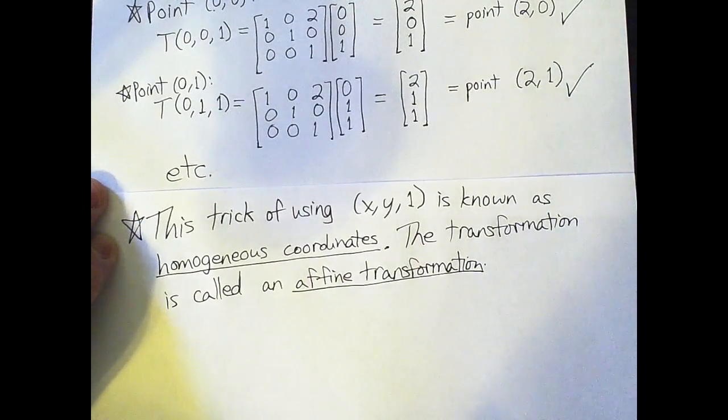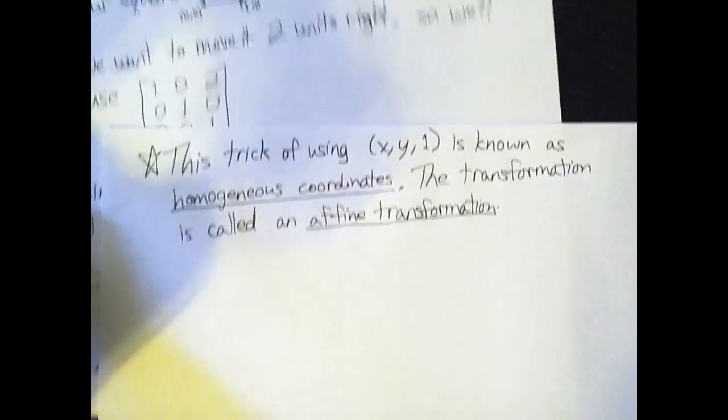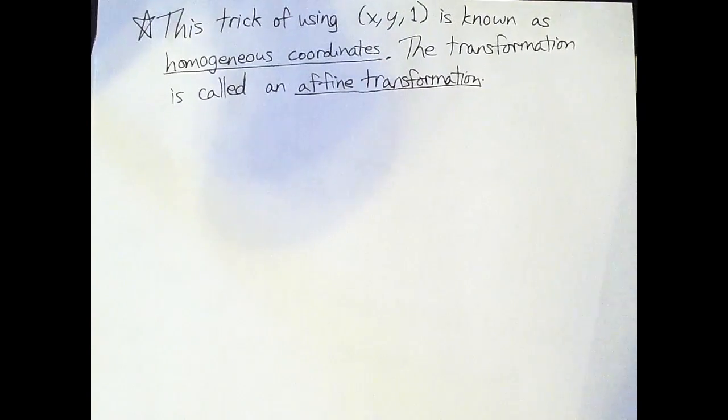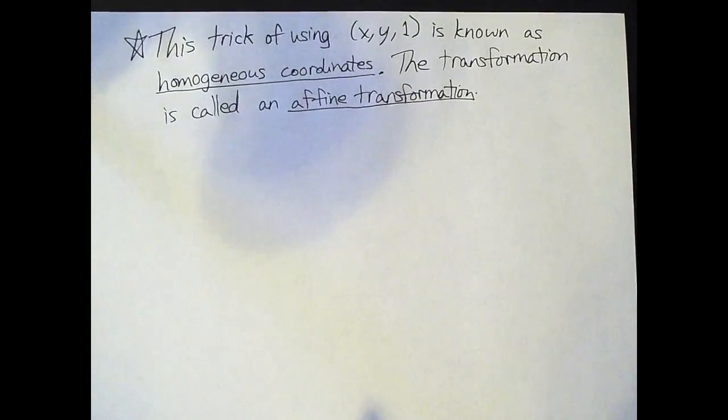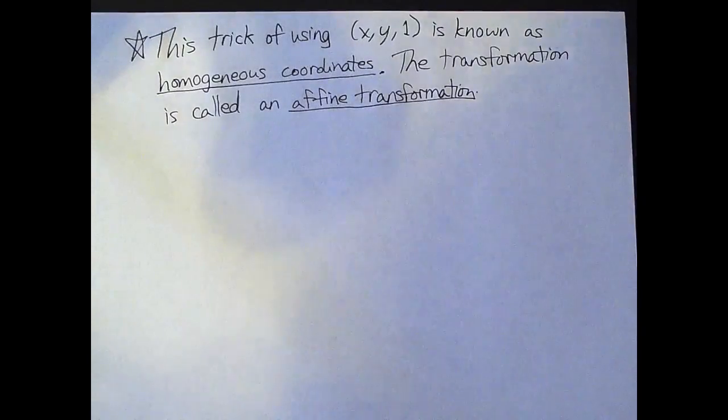Now, I just want to be clear about something. Strictly speaking, this is not a linear transformation from R2 to R2 because it doesn't send the origin to itself. But it is still a transformation, even though it is not linear. So if we think of this as a map from R2 to R2, it's called an affine transformation. It's not linear.